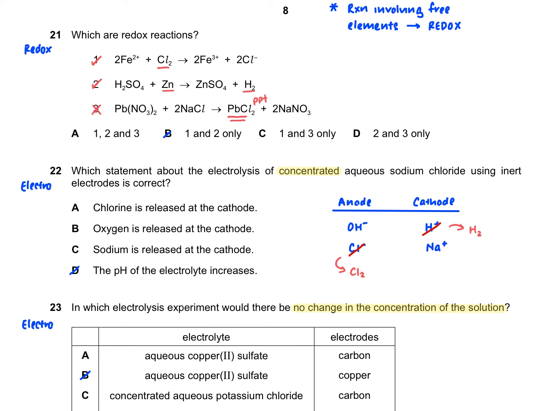So if you were to run through the options, you'll find that A, B, and C, they are wrong. Okay, for D, why would the pH of the electrolyte increase? It is because if you were to look at the ions that remain, the ions that are not discharged, we have sodium and hydroxide. So after some time, what remains in your electrolyte is sodium hydroxide.